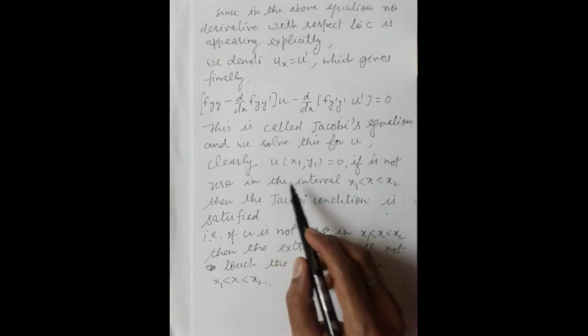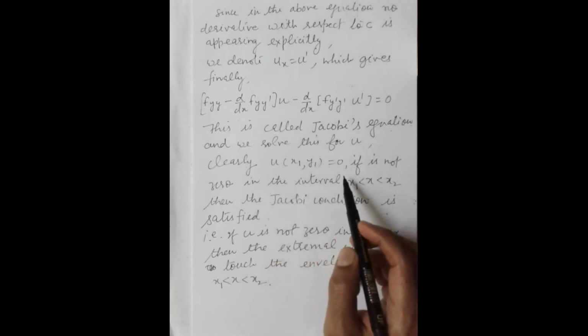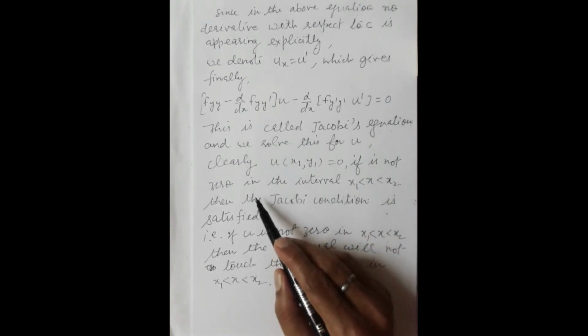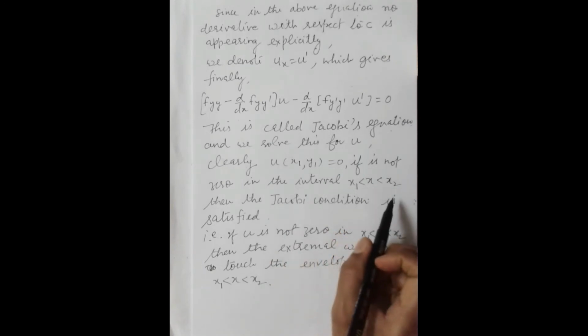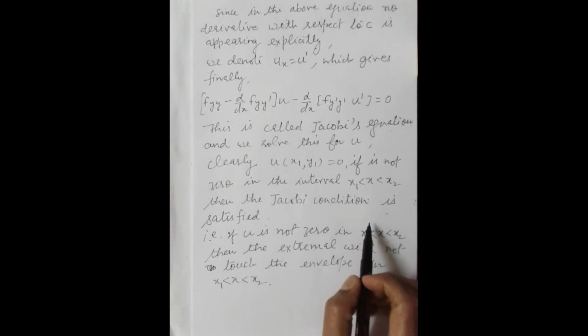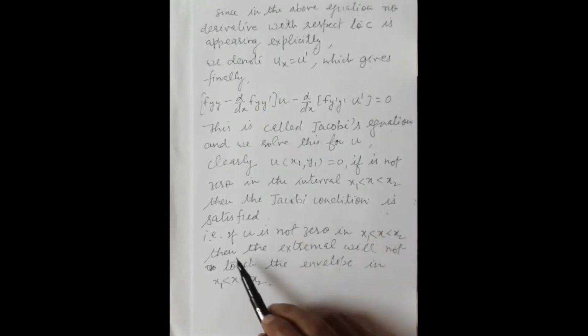Clearly u(x1) equals 0. If u is not 0 in the interval (x1, x2), then the Jacobi condition is satisfied. That is, if u is not 0 in the interval (x1, x2), then the extremal will not touch the envelope in the interval (x1, x2).